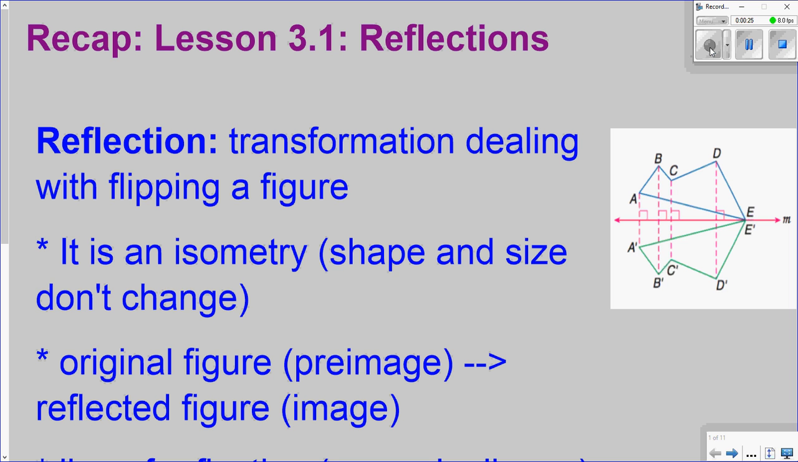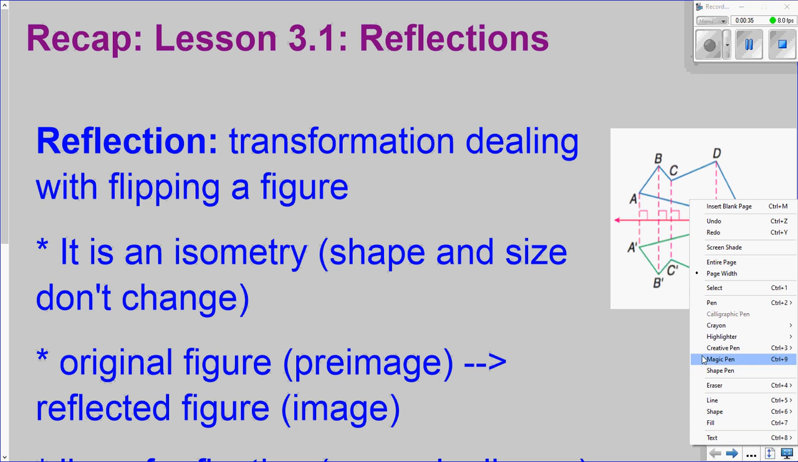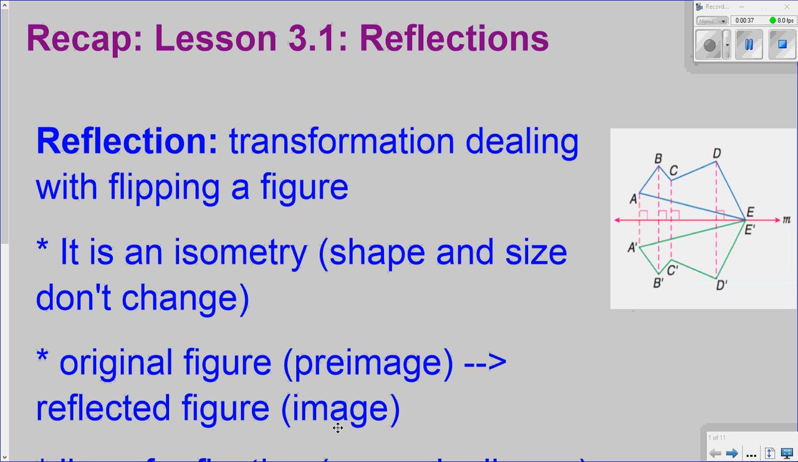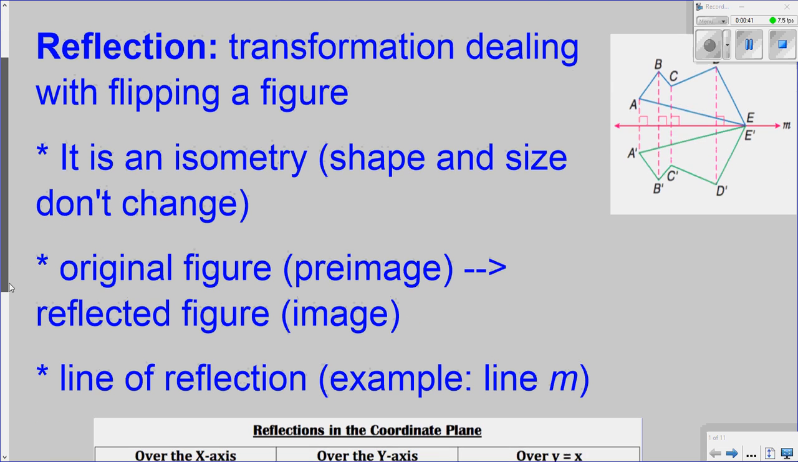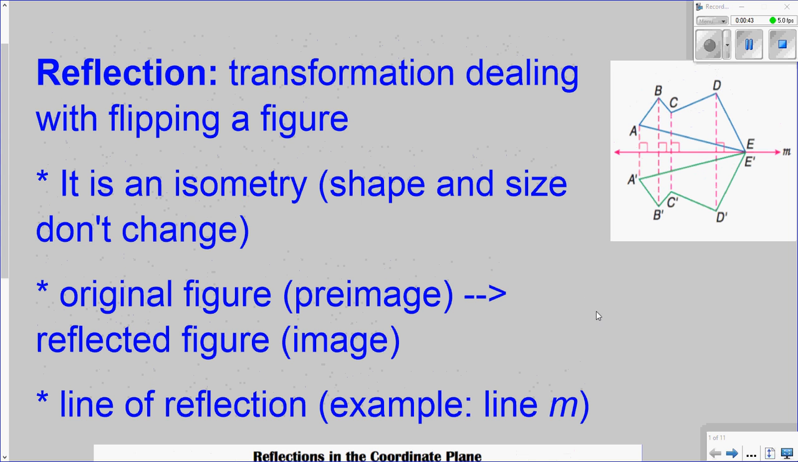We've learned that it's an isometry. That means the shape and size don't change. And the original figure is called the pre-image. And then the new figure is called the image. And the line of reflection is where the reflection happened of that image. So as you can see in this picture, M is the line of reflection.